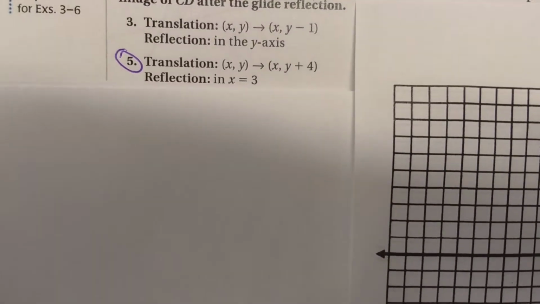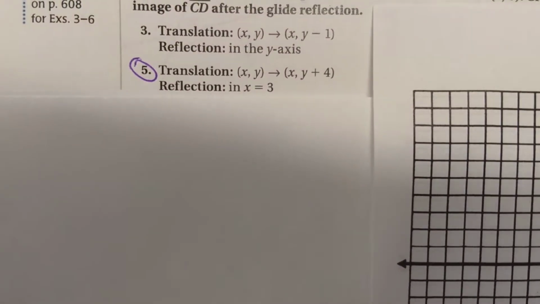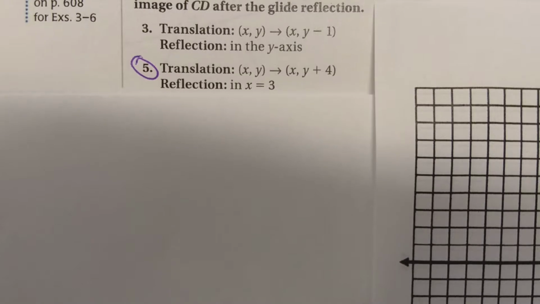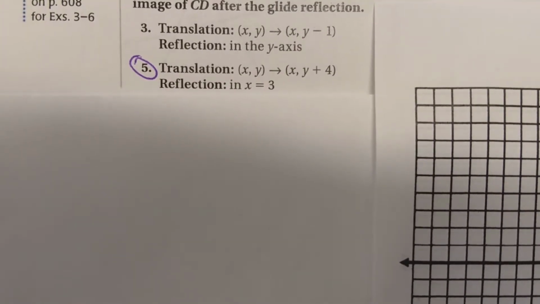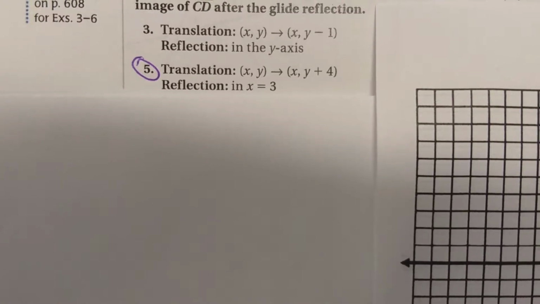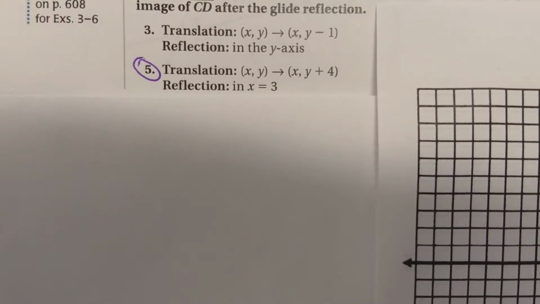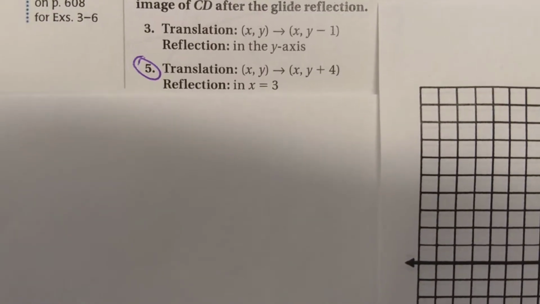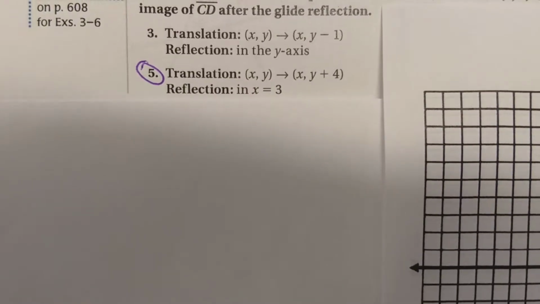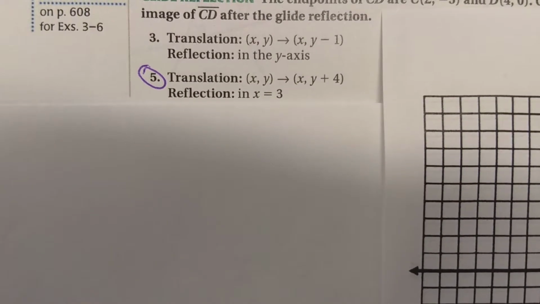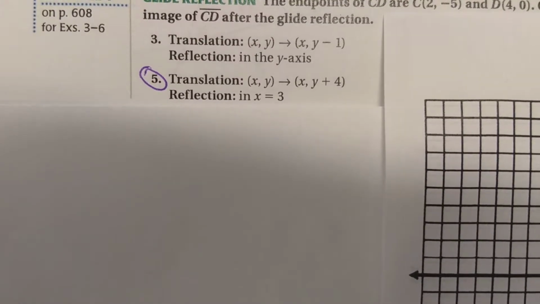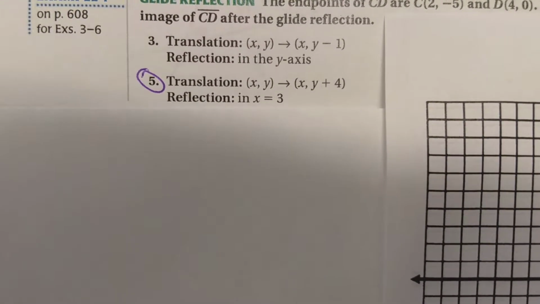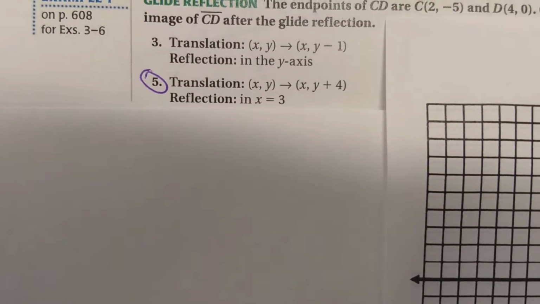Number 5 here is an example of a glide reflection. And remember, a glide reflection is really a double transformation. We're doing first a translation to get a prime image, and then we're taking that prime image and we're reflecting it. That means every original point from the original image is mapped onto a new double prime point because it goes through those two different transformations.